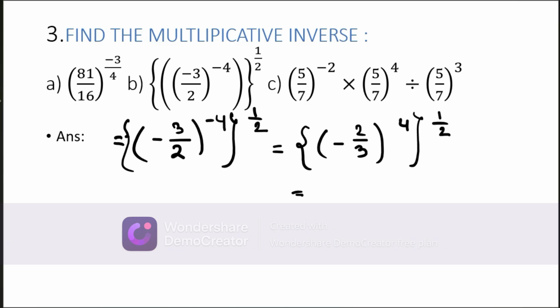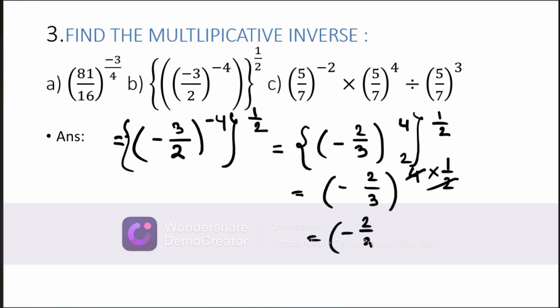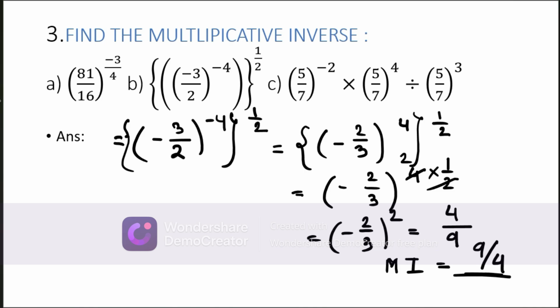Now this power should be in multiply form. So (-2/3) to the power 4 into 1/2. 2 2s are 4. So (-2/3) whole square. So (-2/3) whole square is 4/9. Now what is the multiplicative inverse? The multiplicative inverse, MI, is the short form of multiplicative inverse. So the multiplicative inverse of 4/9 is 9/4. Okay, so this is the answer.